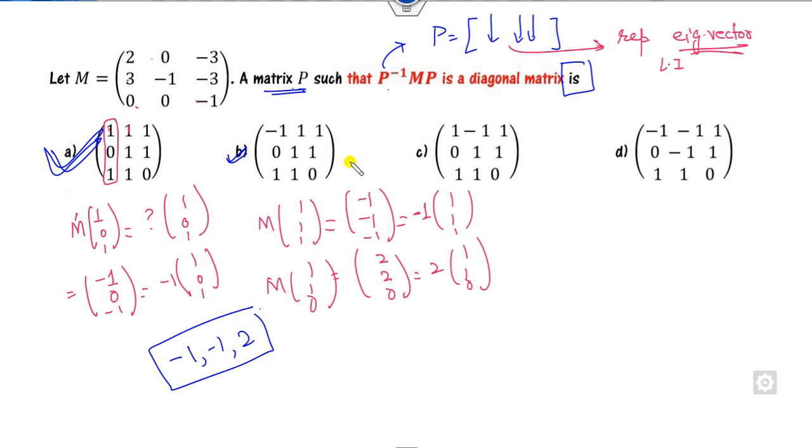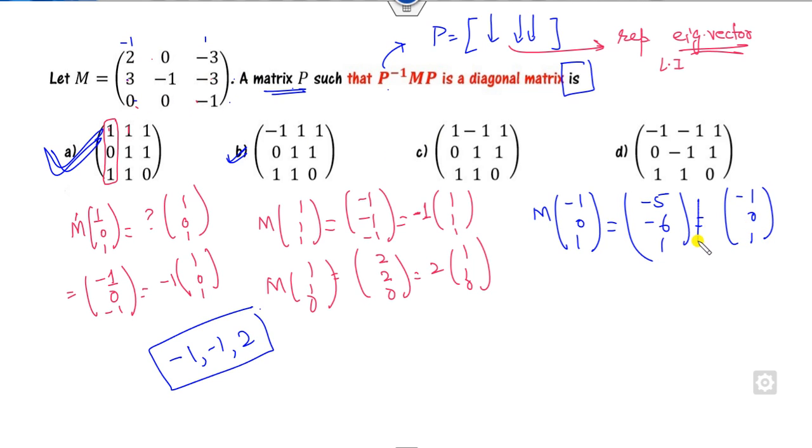I can check the second part. What will happen? You can see this: minus 1 and 1, so it is minus 1 and plus 1, so it will be minus 5, minus 1, it's minus 6, it will be plus 1. Can you write this in terms of minus 1, 0, plus 1? You can't write them, which means this option is cancelled out. Similarly for here, and here. So this is the only right answer of this problem.